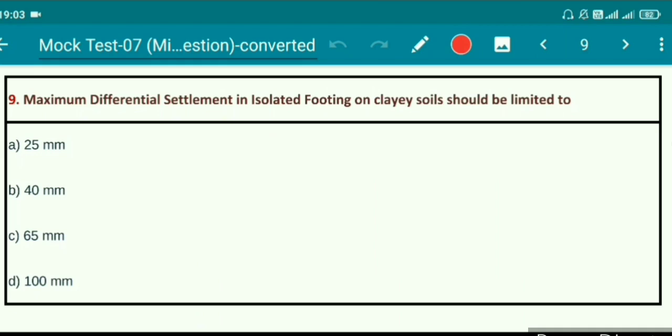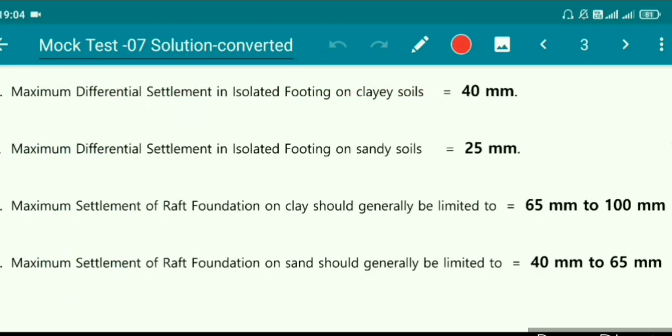Question number 9. Maximum differential settlement in isolated footing on clay soil should be limited to option A 25 mm, option B 40 mm, option C 65 mm, option D 100 mm. Right answer for this question is option B, 40 mm. You can also write down these values for different conditions.